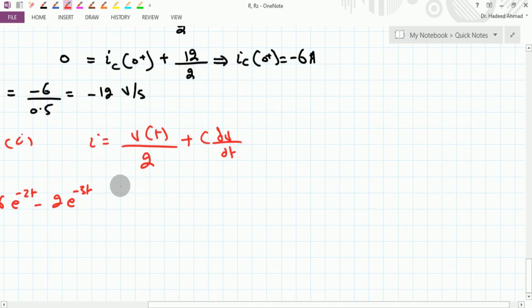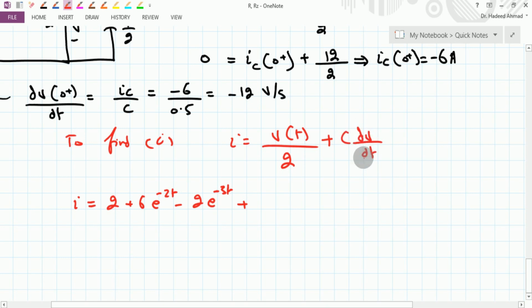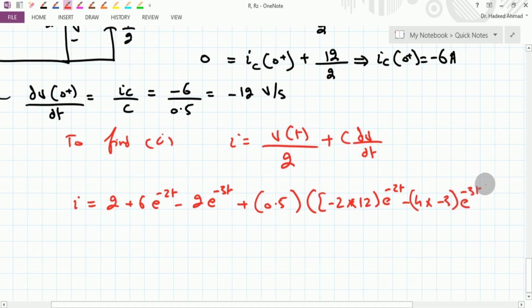To find out the current through this capacitor, this voltage is being put in here of this dV. So we get 0.5 into minus 2 into 12 e to the power minus 2t minus 4 into minus 3 e to the power minus 3t, and that gives me 2 minus 6 e to the power minus 2t plus 4 e to the power minus 3t, and this is the answer for the current.